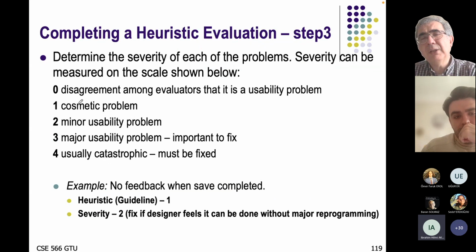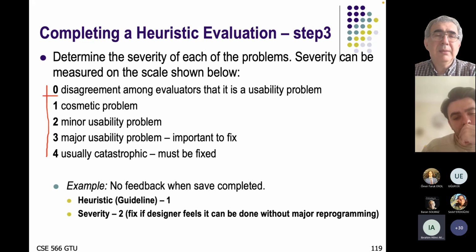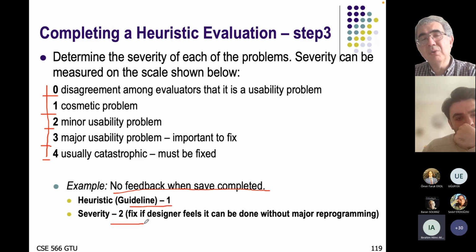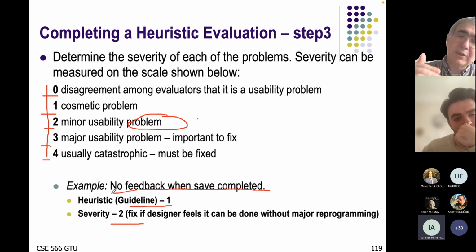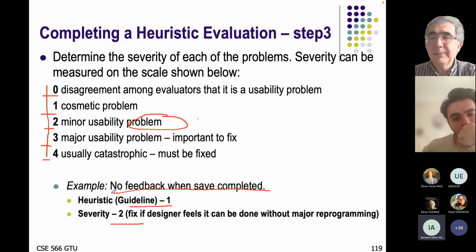And the heuristic evaluation also gives ratings to the problems. Level 0, level 1, level 2, level 3, and level 4. So, no feedback when save is completed. Heuristic guideline 1 is violated. Severity is 2. It is a minor usability problem. So severity is 2. These kinds of lists will be generated by the experts, and you combine them, discuss them with the developer team and fix them.